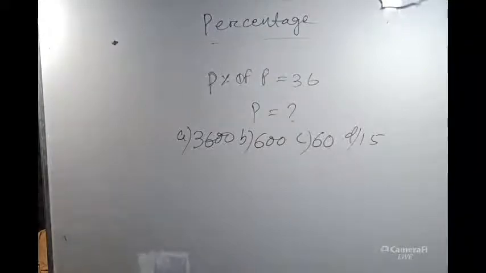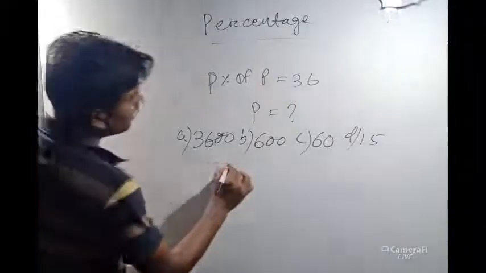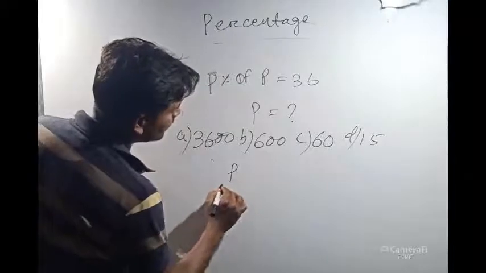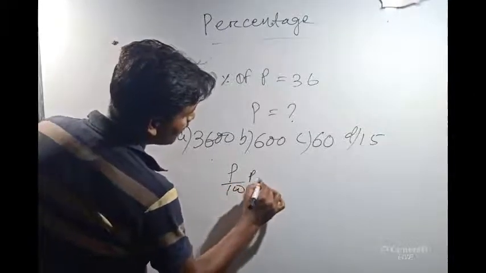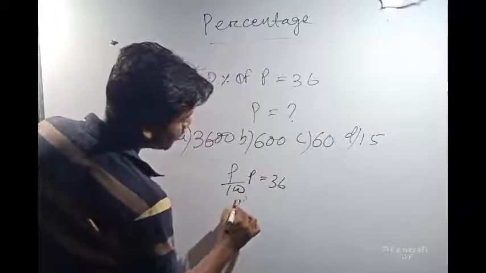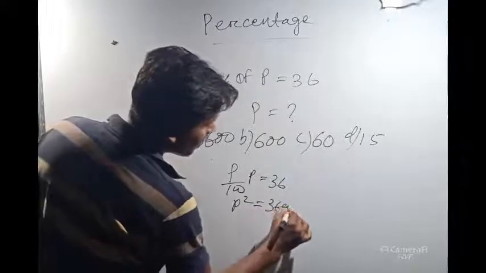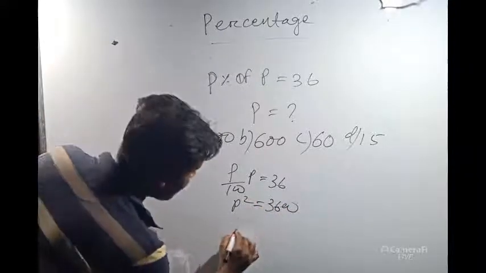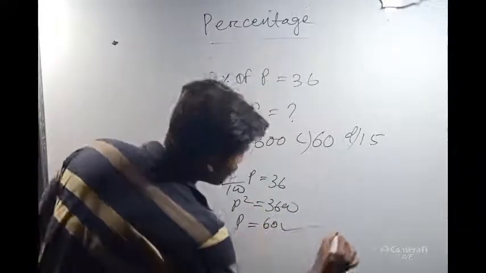The answer is 60. P% of P means P by 100 into P equals 36. Then P square equals 3600, so P equals 60.